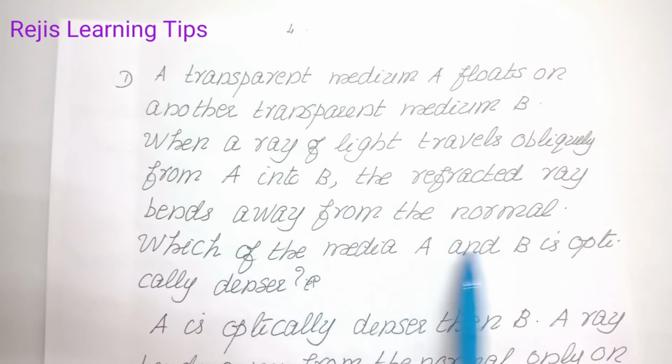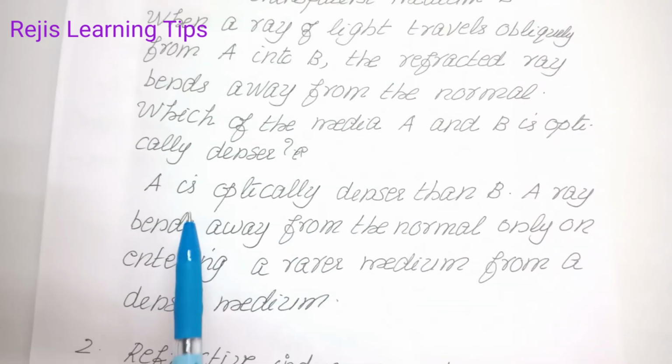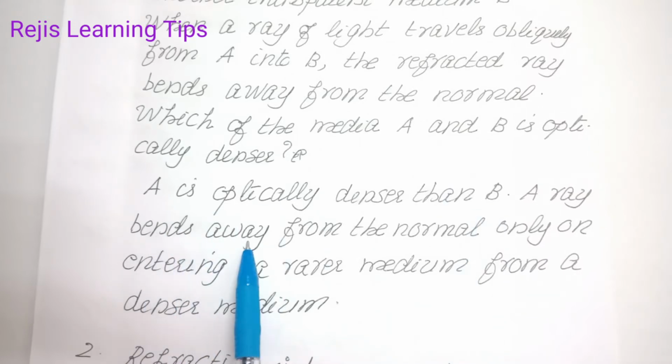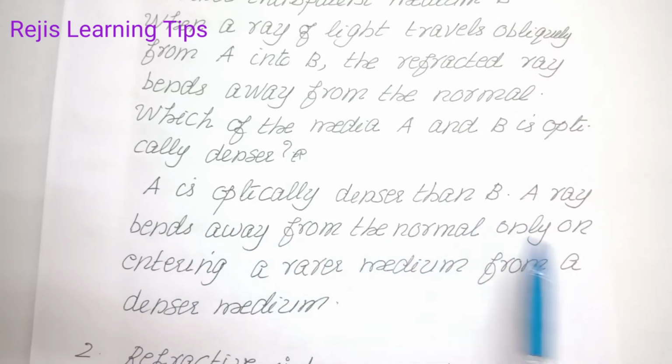Then which of the media A and B is optically denser? A is optically denser than B. A ray bends away from the normal only on entering a rarer medium from a denser medium.